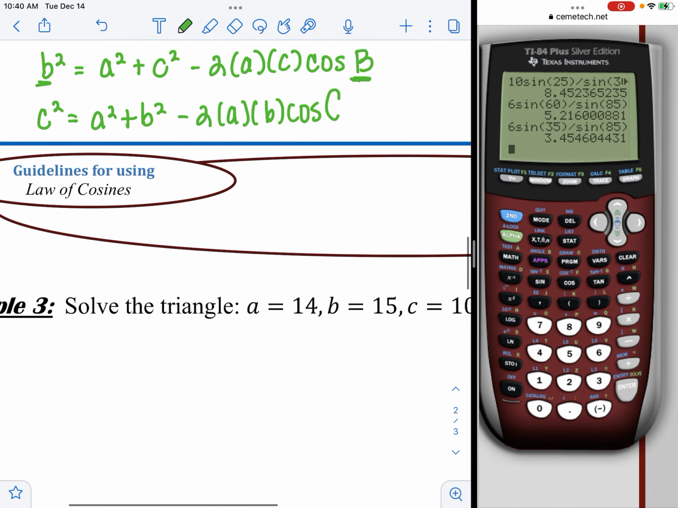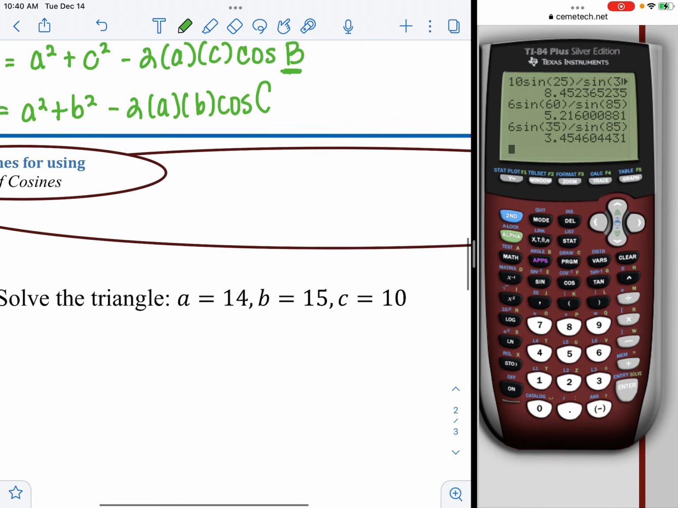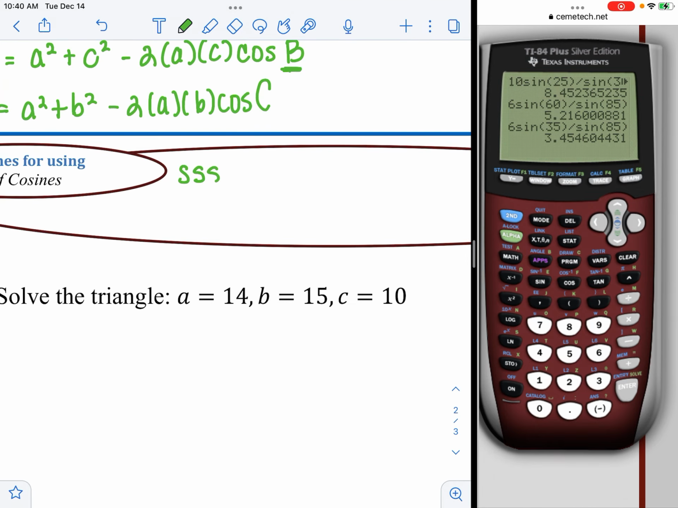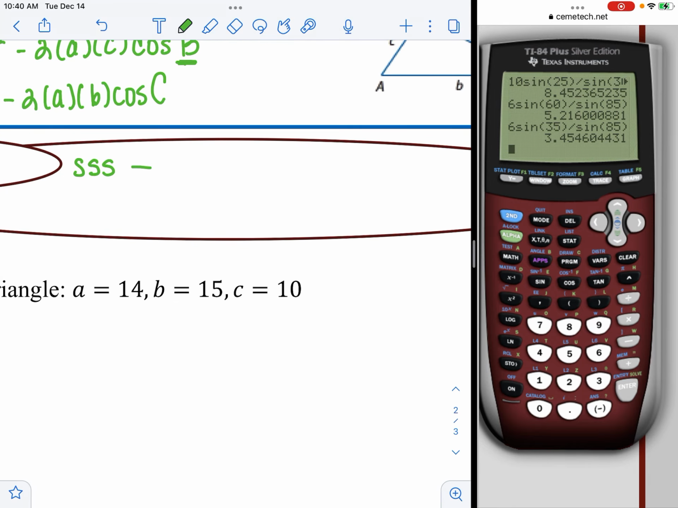Now there are rules for using law of cosines. If it's SSS, we start with finding the biggest angle. So I'm just going to put biggest angle first. The reason that this is a rule is because I only use law of cosines once, and then I switch to law of sines. So if we're going to do that, you have to find the biggest angle first, okay? If you're going to use law of cosines twice, then it doesn't matter.